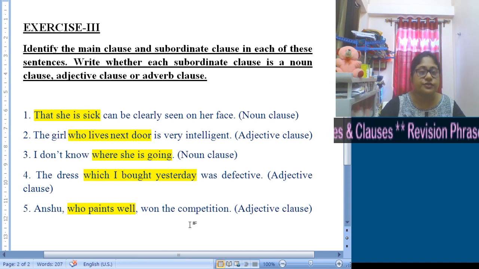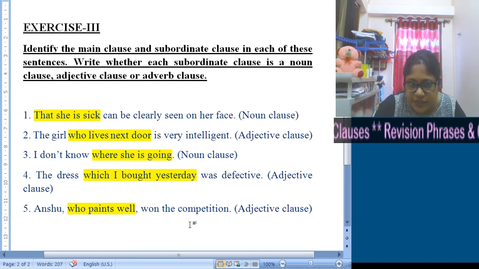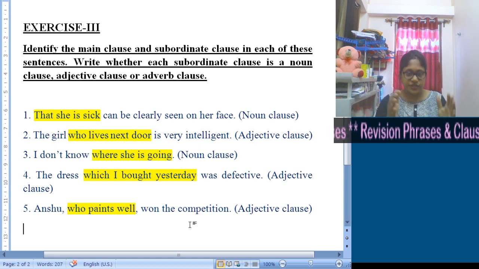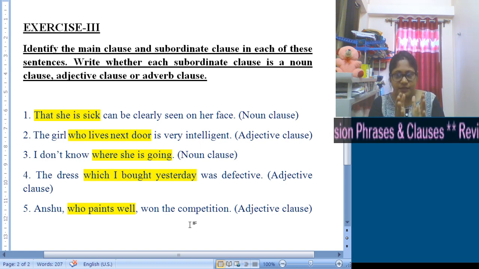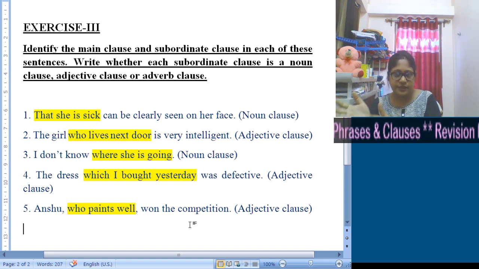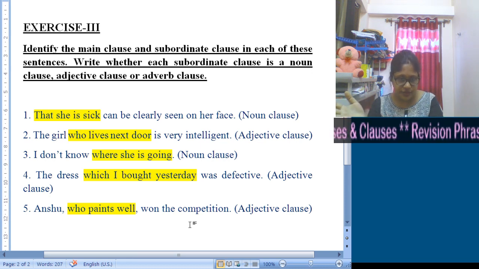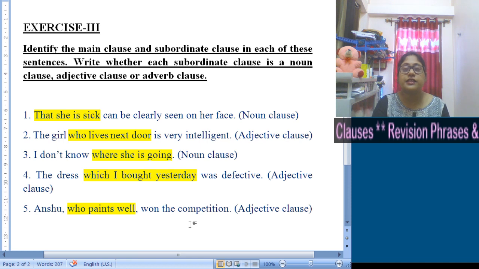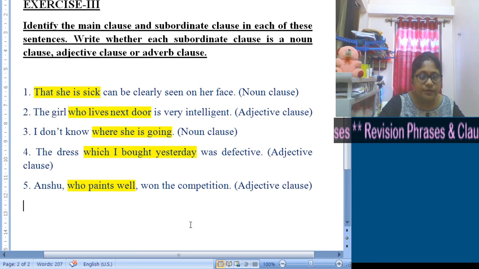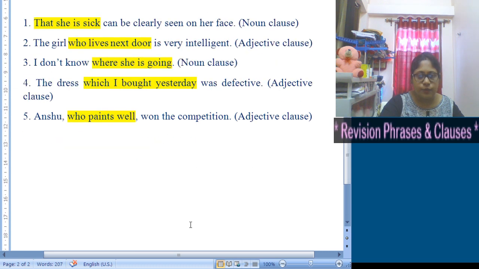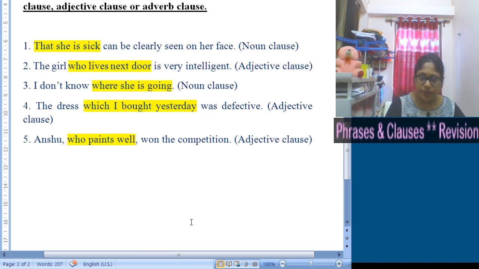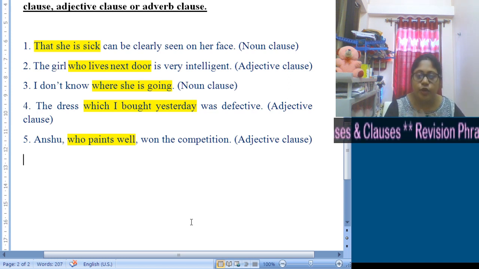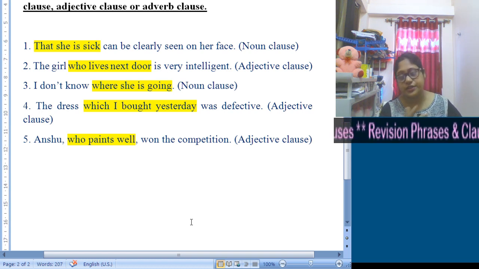Next comes number 4. The dress which I bought yesterday was defective. So which I bought yesterday is the subordinate clause part, and it gives us some description or detail about the dress, that the dress was bought yesterday. So it is obviously an adjective clause. Then comes number 5. Anshu, who paints well, won the competition. So who paints well is the subordinate part, and it gives us some information regarding Anshu, that he is a good painter. So this is obviously an adjective clause.